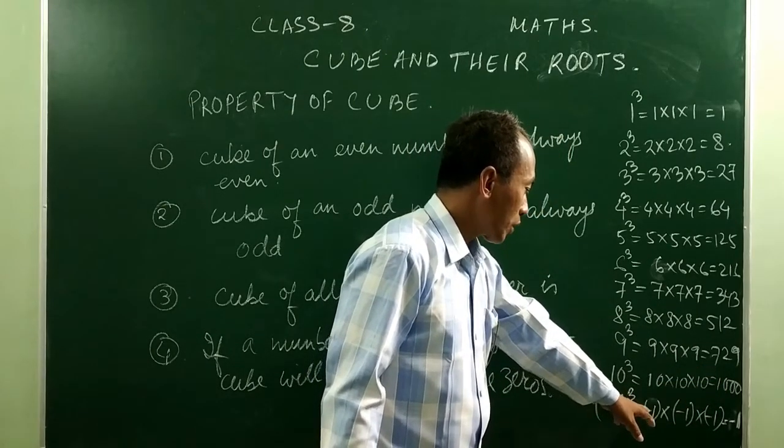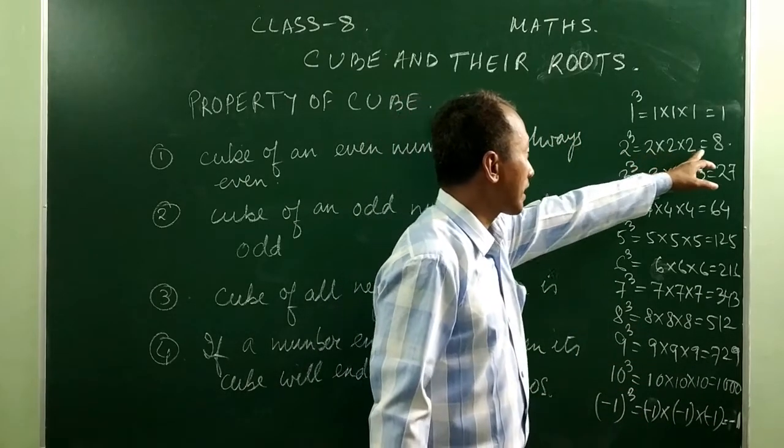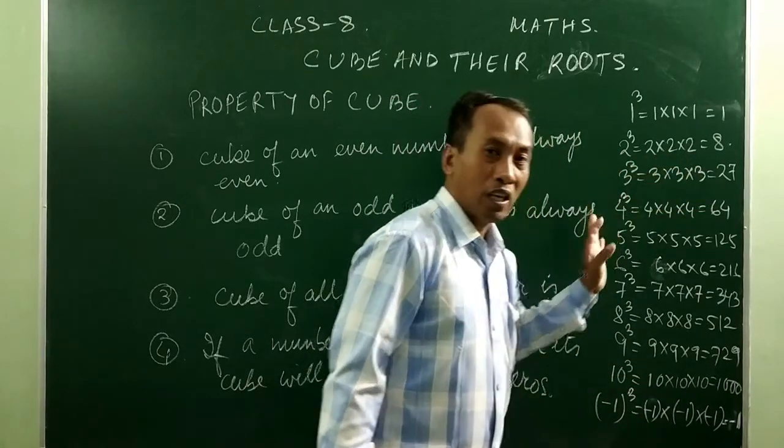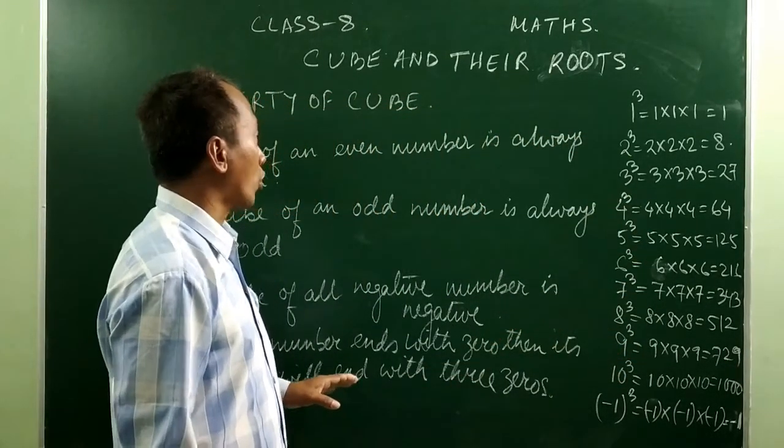Minus 1 cube is minus 1 into minus 1 into minus 1, which is minus 1. Likewise minus 2 cube will be minus 8. Minus 3 cube will be minus 27. So here, what properties do we get from all these cubes?